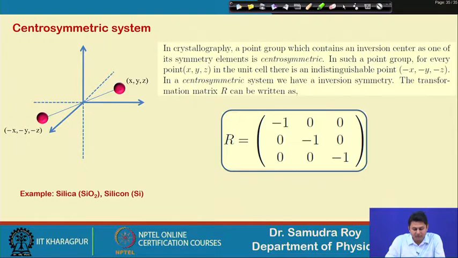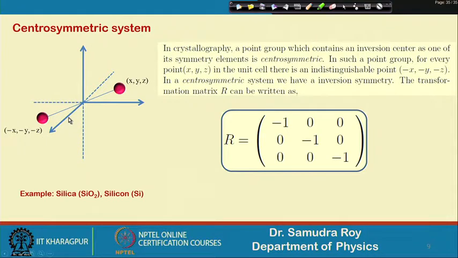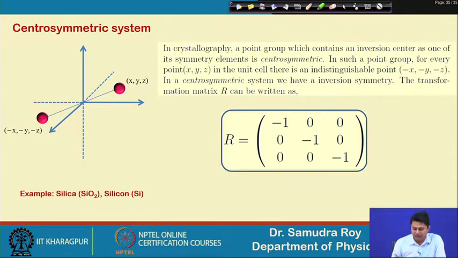So, in crystallography we have some kind of system which is centrosymmetric in nature. In centrosymmetry, the crystal has a center of symmetry. That means if I change the point x y z to minus x minus y minus z, the material should be indistinguishable. That means there is a center of symmetry here somewhere. Around this center of symmetry we have some kind of indistinguishable point.